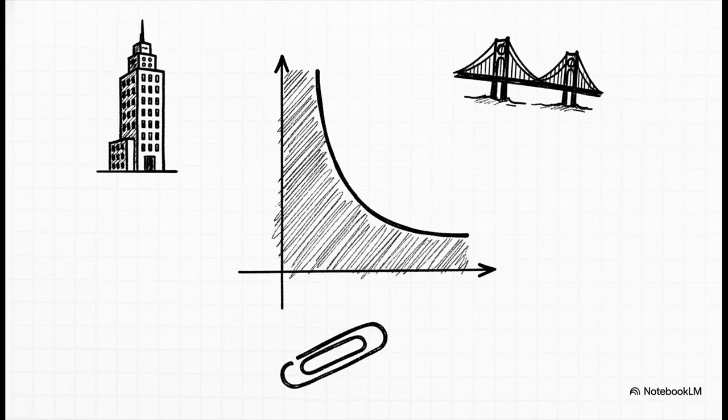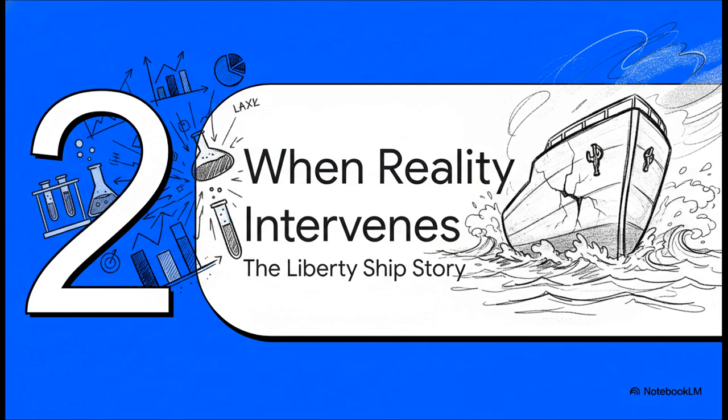And all of this data creates this perfect, predictable curve on a graph. It's a kind of certainty that engineers love. It lets them design everything from massive skyscrapers to something as simple as a paperclip. This is the beautiful, clean promise of the lab. But what happens when this perfect world of numbers slams head-on into harsh reality?